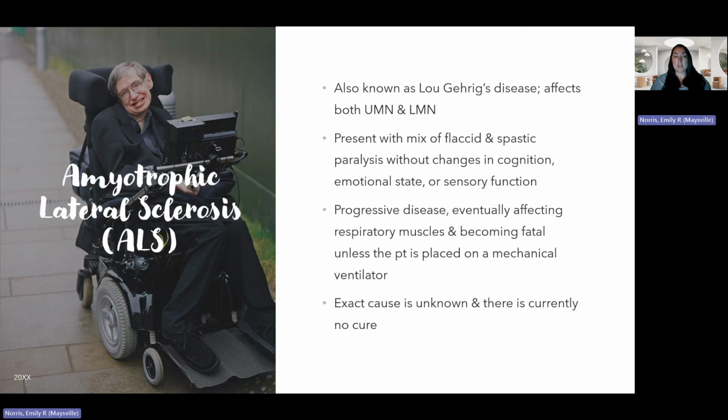ALS, or amyotrophic lateral sclerosis, which is also called Lou Gehrig's disease, is a disease that affects both the upper motor neurons and the lower motor neurons. They don't know exactly what causes the disease, and unfortunately, there's no cure. The patient presents with progressive weakness that causes both flaccid and spastic paralysis. So not only do they have weakness where parts of their body are just hanging flaccid and paralyzed, but other parts are spastic and in those synergy patterns that we see after a stroke or after certain brain injuries.